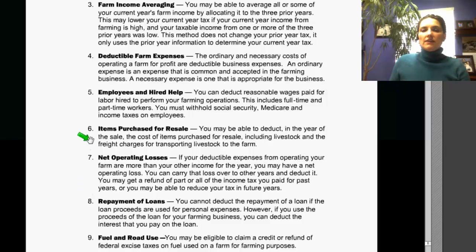Items purchased for resale. You may be able to deduct in the year of the sale the cost of items purchased for resale, including livestock and freight charges for transporting livestock to the farm. Net operating losses. If your deductible expenses from operating your farm are more than your other income for the year, you may have a net operating loss. You can carry that loss over to other years and deduct it, or you may get a refund of part or all of the income tax you paid for past years, or you may be able to reduce your tax in future years.